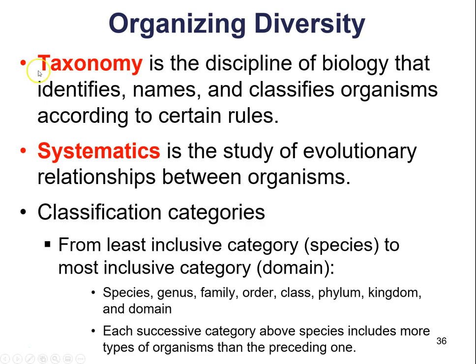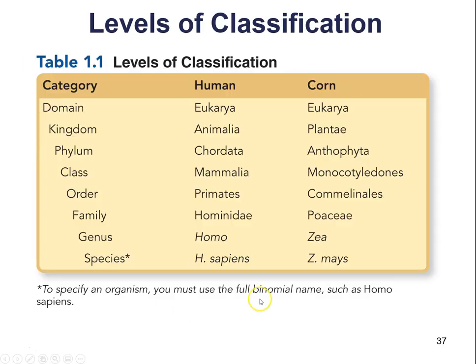Each successive category above species includes more types of organisms than the preceding one. That's what we mean by least inclusive, just one single species, to most inclusive. In a domain, you have millions of species. If you look at these levels of classification in table form, it also gives you an example, which is helpful.